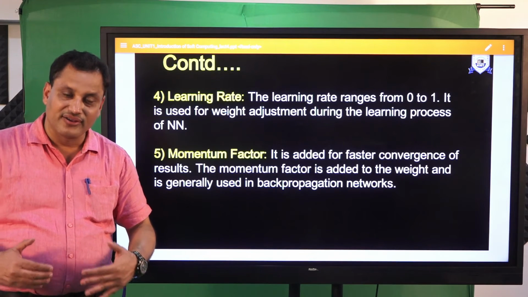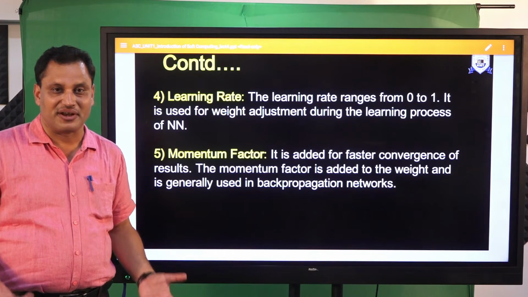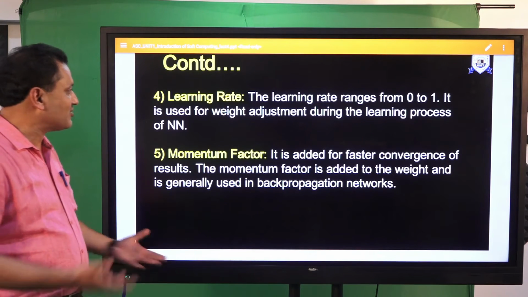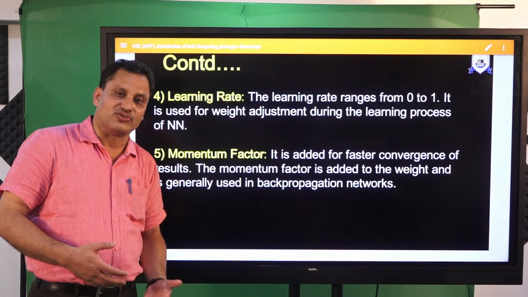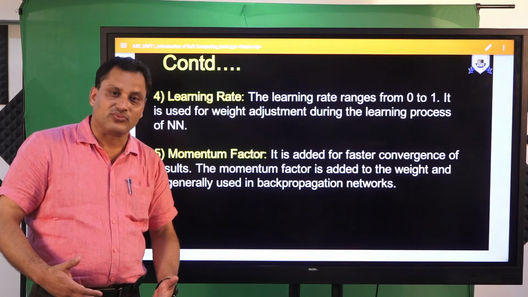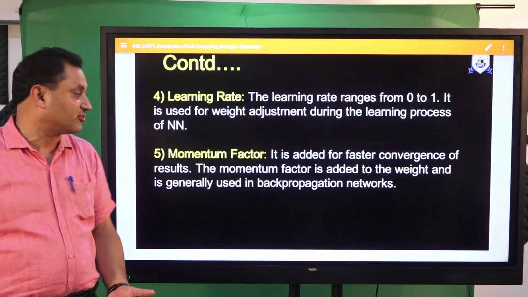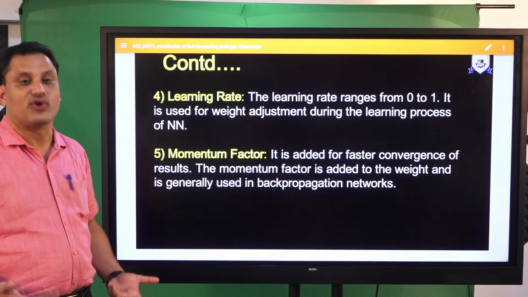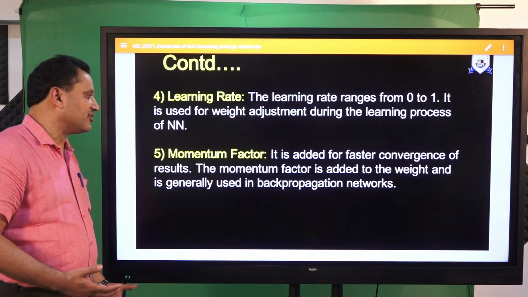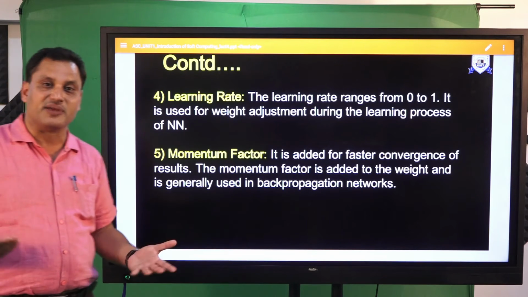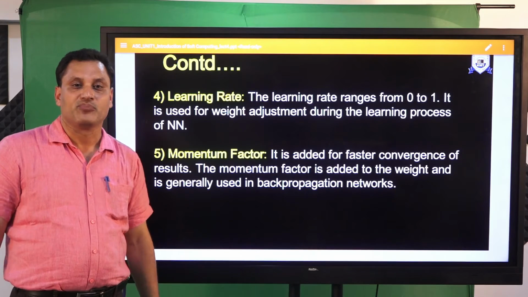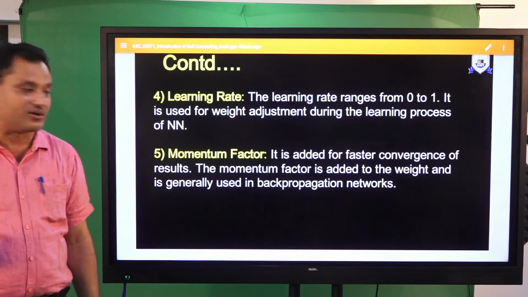Always, if we are writing an algorithm to teach our neural network, we want the neural network to acquire knowledge quickly and to solve the new problems which arise in the same domain. It is useful for you. So momentum is a factor. It is added for faster convergence of the result, so that it is not an infinite process, or it is not taking so many input parameters to get trained. All right.